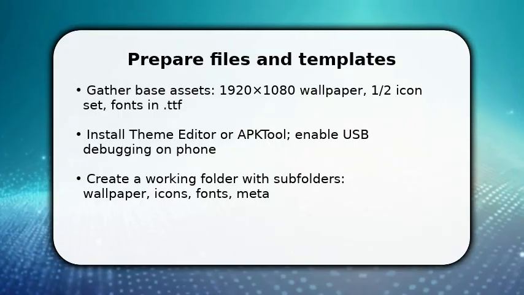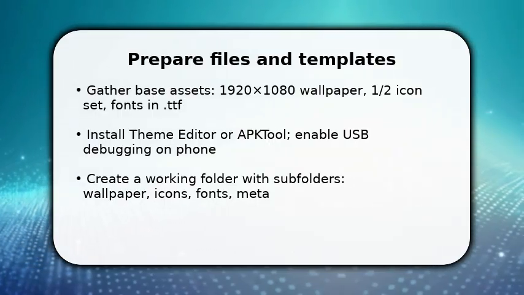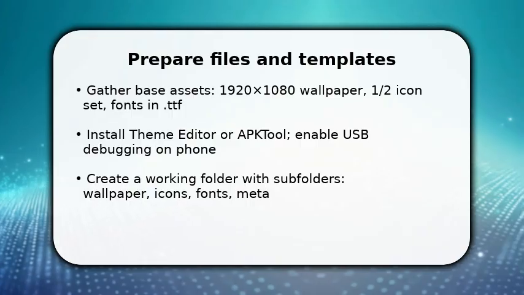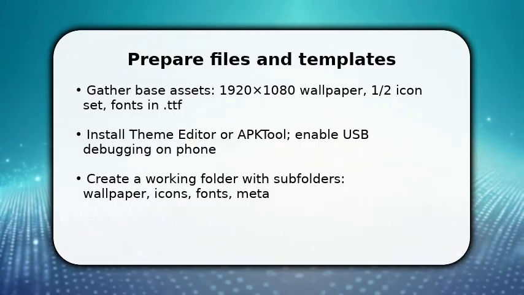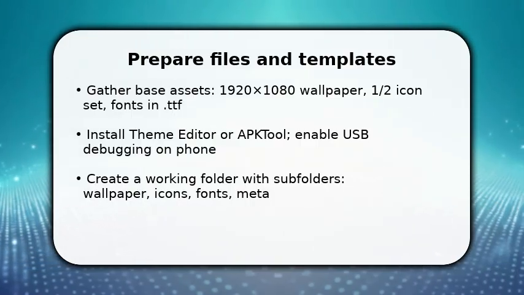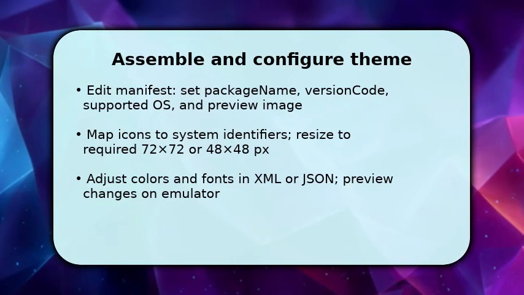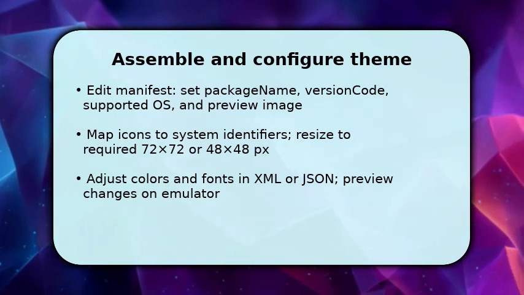Once done, create a manifest template file in your working folder that lists package name, version code, and theme ID. This prevents mismatches later when packaging. Now you assemble the theme structure and configure mappings.